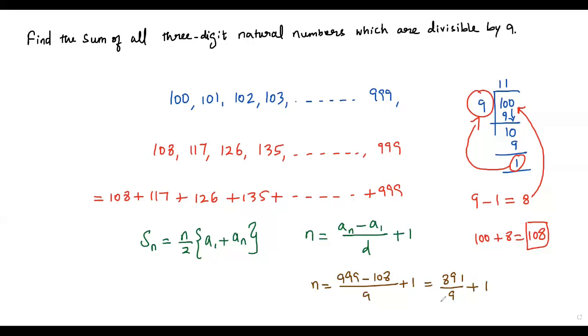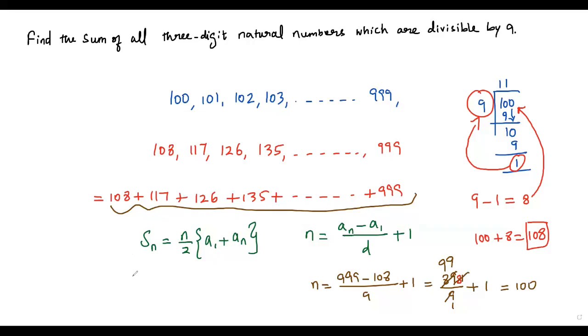Here we can simplify this one. 9 goes into 9 one time, 9 goes into 89 nine times. 9 times 9 is 81 and we have 8 left in the 89. That 8 can be taken along with the next digit, then it becomes 81. Again, 9 goes into 81 nine times. That is, when I divide 891 by 9, it's 99. 99 + 1 will be 100. So there are 100 terms in this arithmetic sequence.